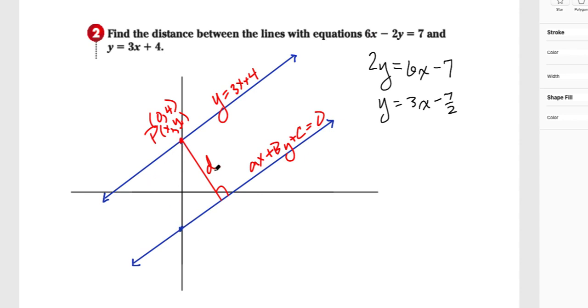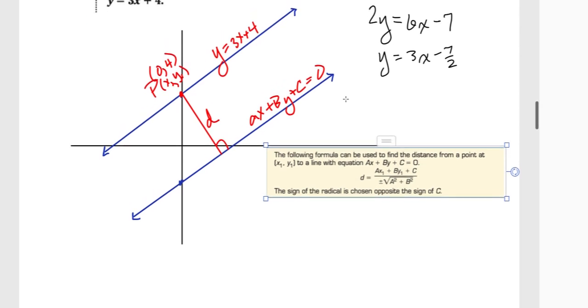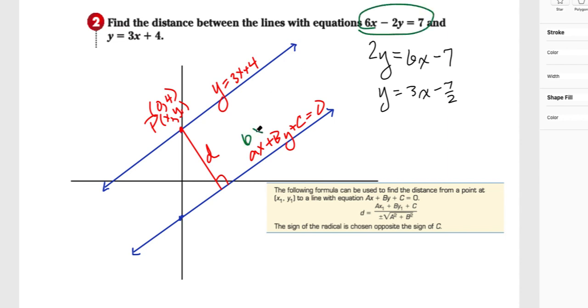So with that, we're going to go back to our formula and apply it to figure out what the distance is. Now that I've got my trusty formula by my side, I am going to figure this thing out. First we need to make sure we have the equation in the form that we need. The equation of this second line, with negative 7 over 2 as the y-intercept, has the form we want: 6x minus 2y minus 7 equals 0.